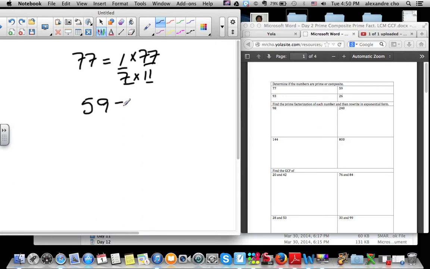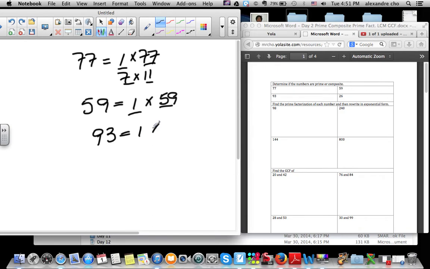59. It's 1 times 59, for sure. And then, no, 2, 3, 4, no, that's it. So when there are 2 factors, the number 1 and the number itself, it makes it a prime number. Okay, did I say composite for 77? I hope I did.